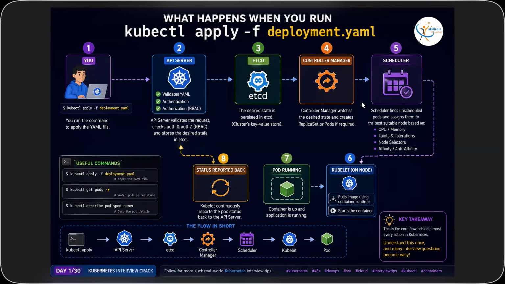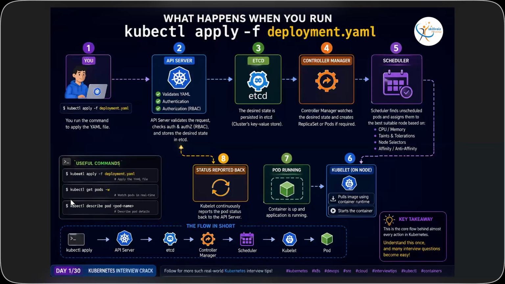Then the kubelet resides in every worker node, where our application pods are deployed. On that particular node, it will pull the image using a container runtime like Docker or Podman. Finally, the kubelet continuously reports the status of that particular pod to the API server.